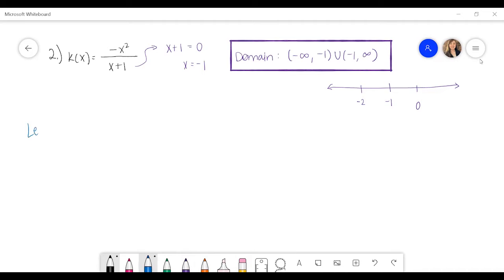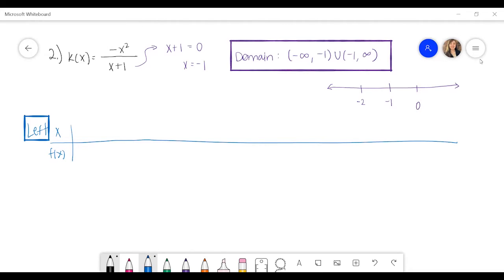So same as before, let's look at the left side, right? Left side, correct? Not right. I always say that. X, f of x. And let's look at what happens around this value. So we're going to be approaching negative 1 from the left-hand side. That's going to be going this way. So let's start with negative 2. That's negative 2 squared over negative 2 plus 1. So that's 4, but it's negative, so negative 4. Negative 2 plus 1 is negative 1, and that's just 4, okay?